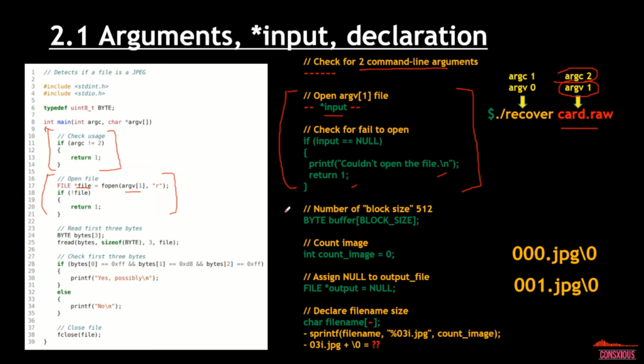Okay, so these are the 4 parameters here: block 512, count image, num, and the file name. You notice that the sprintf here has this format, which basically means 3 digits, so 000. This i means this is the i here, so i is equal to the count image. For example, if the image is 0, it's 000, then 001.